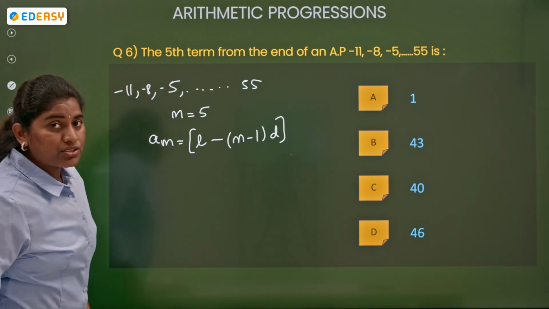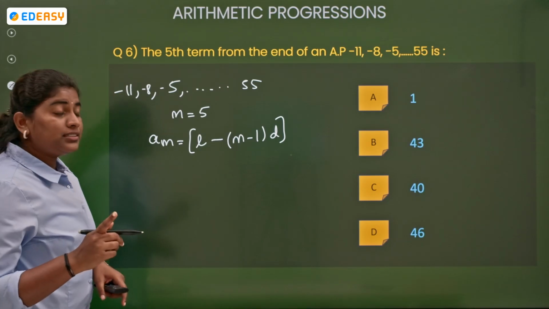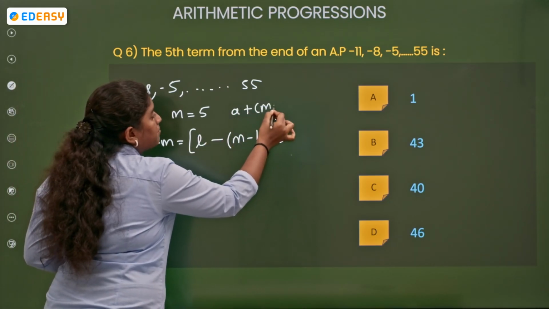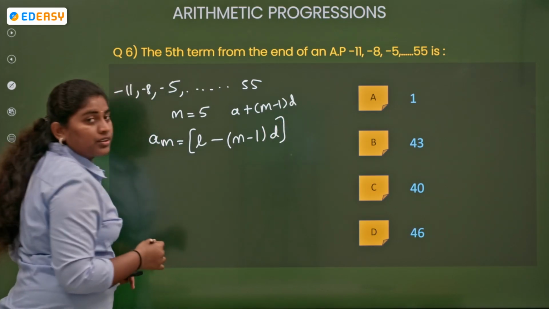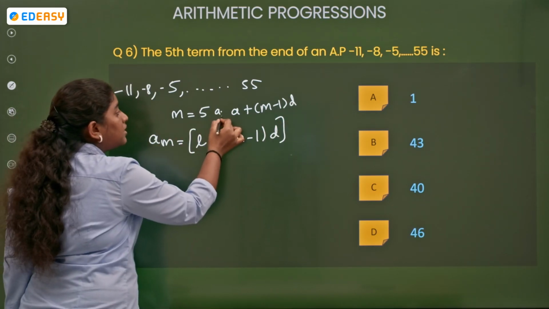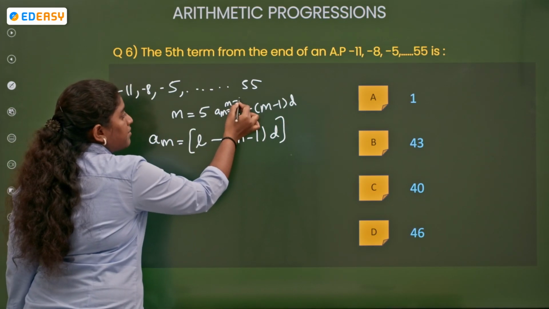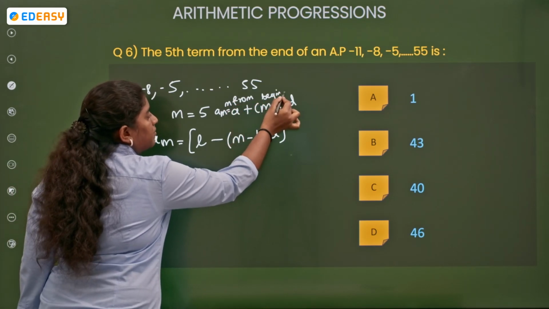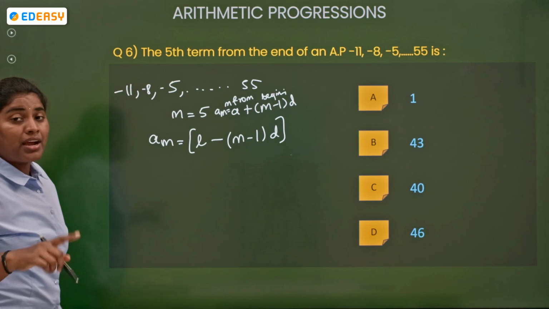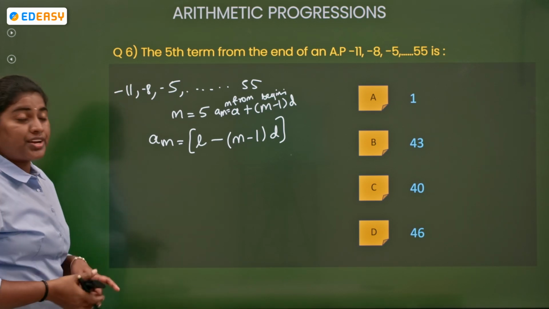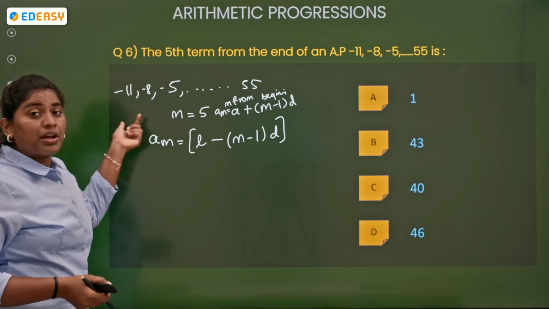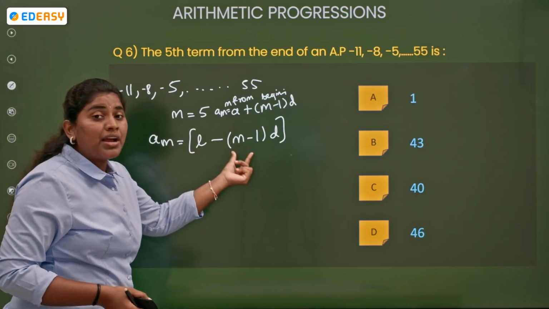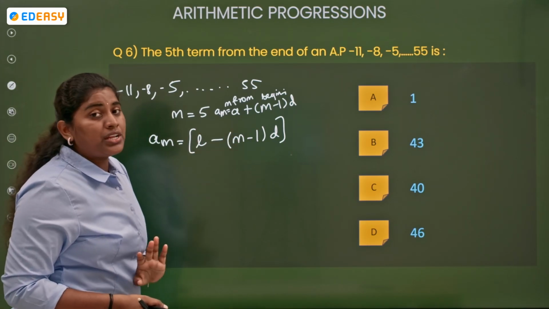Understood, everyone? From the starting, the mth term from the beginning will become a plus (m minus 1) into d. Now, the mth term from the end will become the last term minus (m minus 1) into d, if you know the last term.